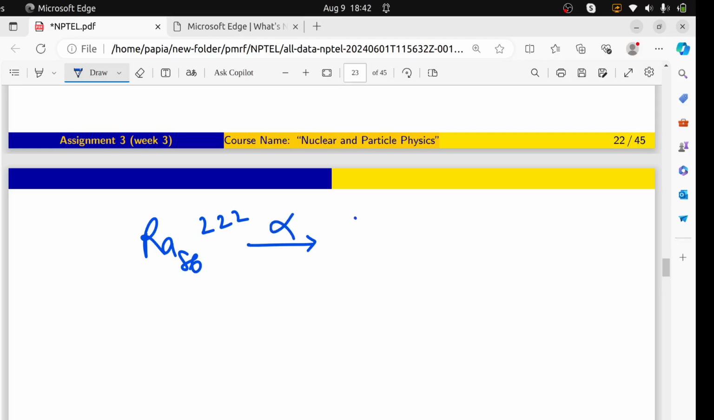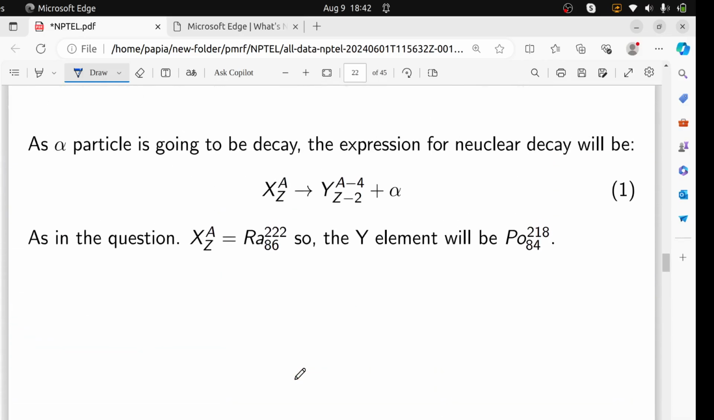So what will be the particle here? Alpha is nothing but He 4, 2 plus, right? Like an ionized helium nucleus only. The helium nucleus is known as alpha. So if it is alpha, that means 2 will be deducted from Z. Let's say this is X. 2 will be deducted, so it will come to 84, and 4 will also be deducted from A, so it will be 218. That is the new particle after 1 alpha decay.